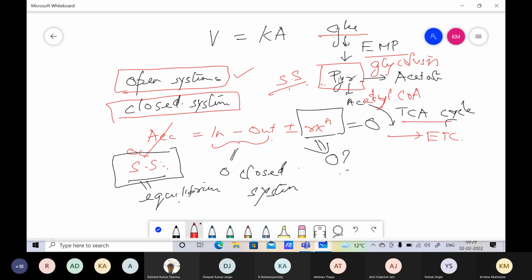Do you remember? Or the chemical engineering formulation is much more elegant but theoretical. It allows that only in an open system, steady state implies accumulation is 0. A steady state implies this is equal to 0.